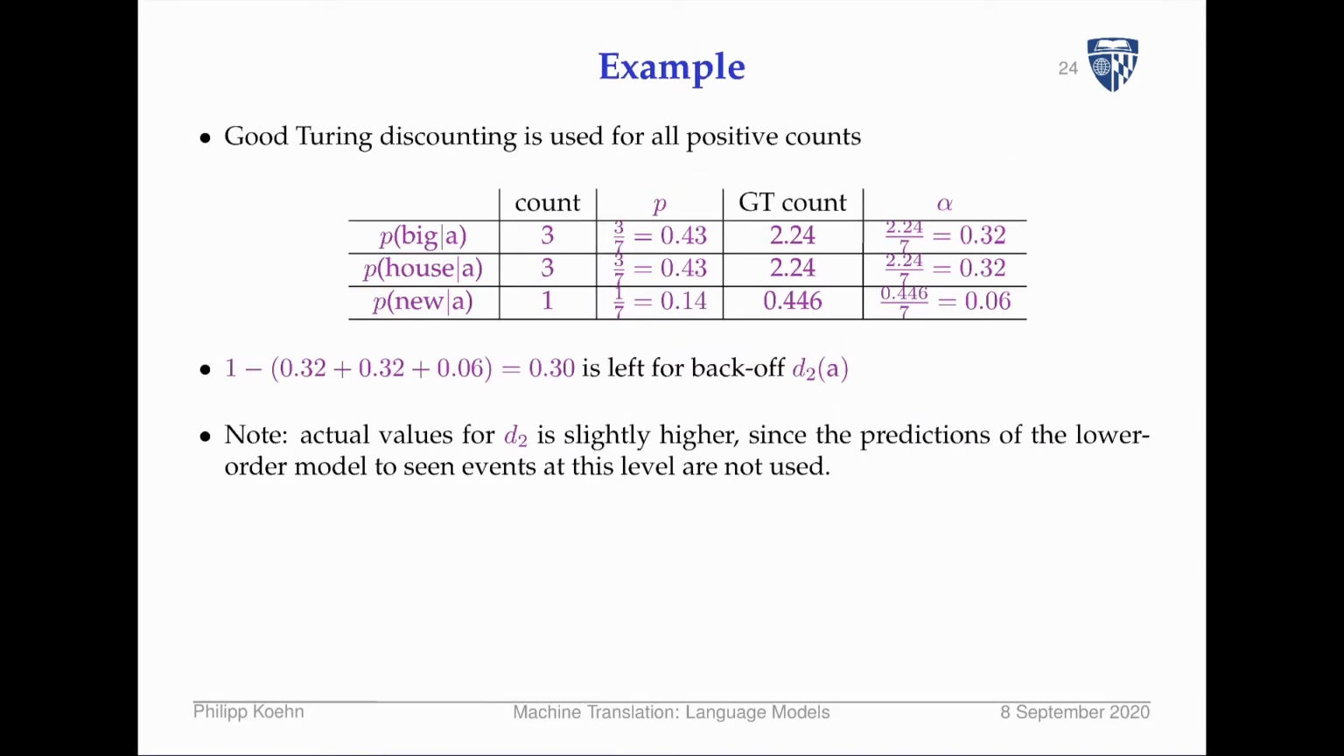So let's actually do this in practice on one example here. Let's say we have this tiny, tiny corpus. We have the word A, this is the history we're dealing with, and it's followed in the data we observed by 3 different words, big, house, and new, and the counts are 3, 1, 3, 3, and 1. So this was the naive probability distribution. Here still everything adds up to 1.